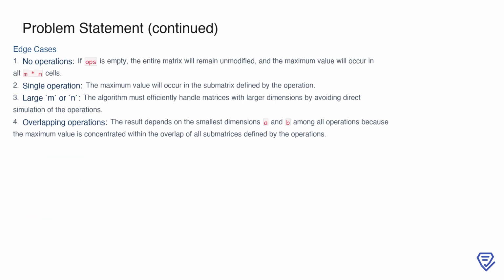Finally, let's discuss some edge cases. If there are no operations, the maximum value will occur in all m*n cells, as the matrix remains unmodified. For a single operation, the maximum value will be concentrated within the submatrix defined by that operation. When m or n are large, the algorithm must efficiently handle these dimensions without directly simulating the updates for every cell. For overlapping operations, the maximum value is determined by the smallest dimensions a and b among all operations, because the overlap of all submatrices defines the region with the highest value.